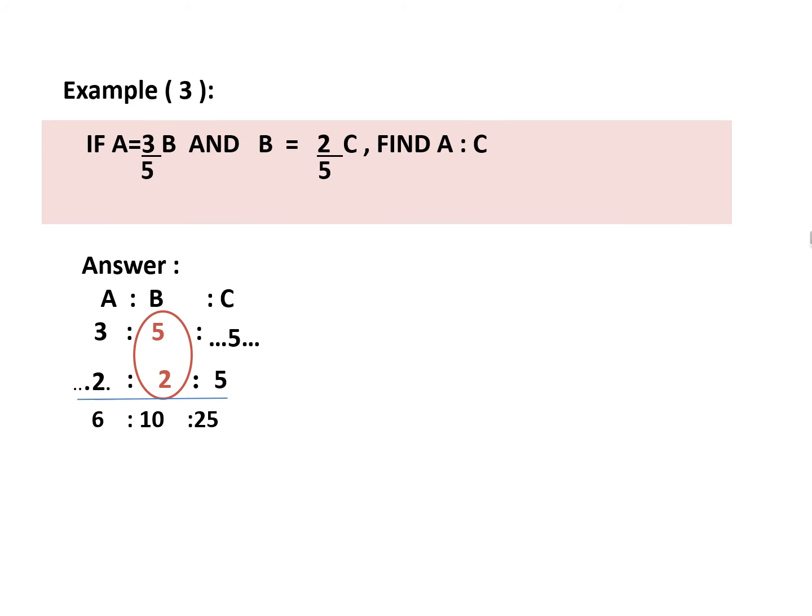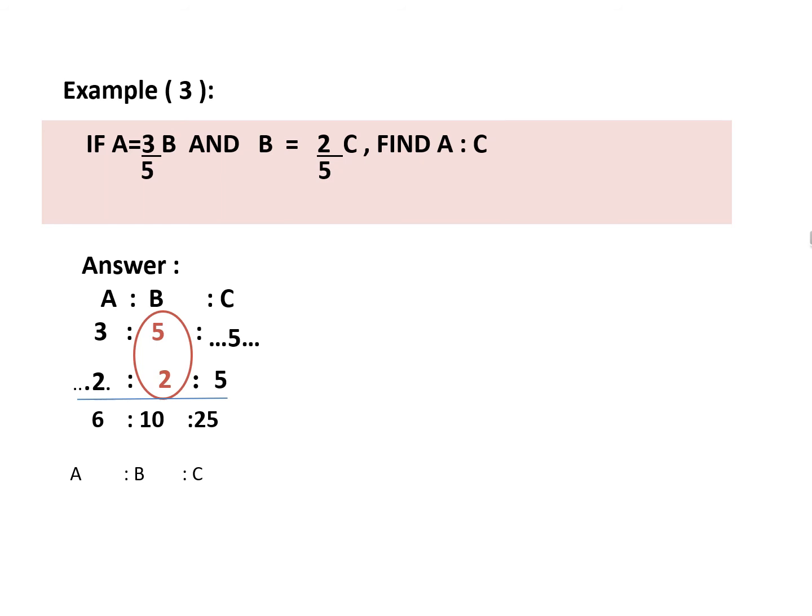Finally, we have to check the ratio in the simplest form. 6, 10, 25. They are in the simplest form, yes. They are not in the same table. So if we want to write A to B to C down, we have to write the names down.